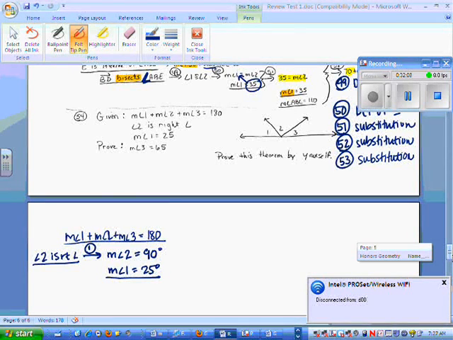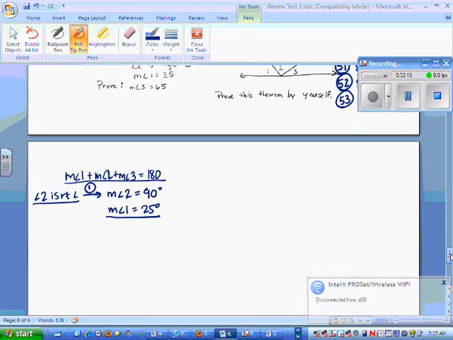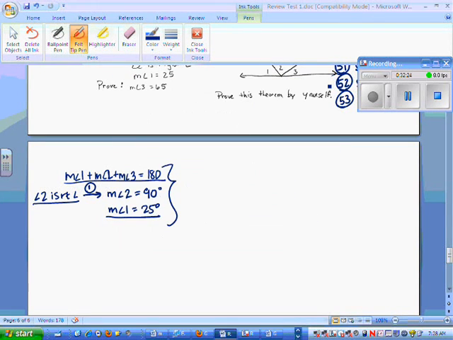So we are going to use substitution and put the 25 in for measure of angle 1, the 90 in for measure of angle 2, and then we can figure out what the measure of angle 3 is from there. So I'm going to group this. Basically, I don't have to write this down, but what's happening in the problem is 90 plus 25 plus measure of angle 3 equals 180. Which means measure of angle 3 is 65.